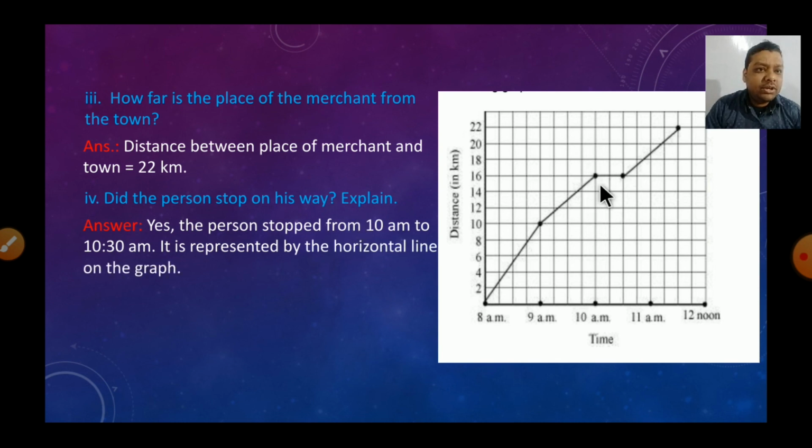So you can see 10 a.m. and after 10, between 10 and 10:30. So yes, the person stopped from 10 a.m. to 10:30 a.m. It is represented by the horizontal line on the graph.